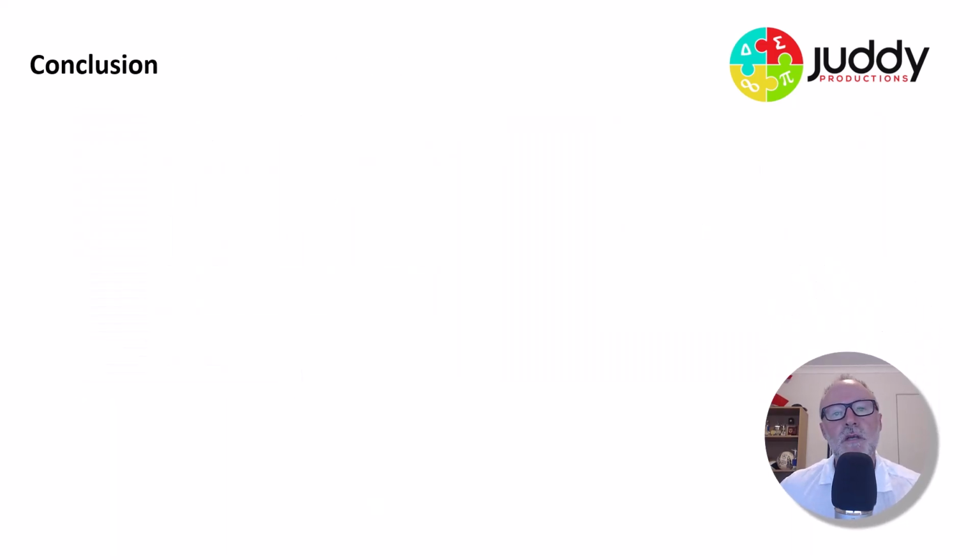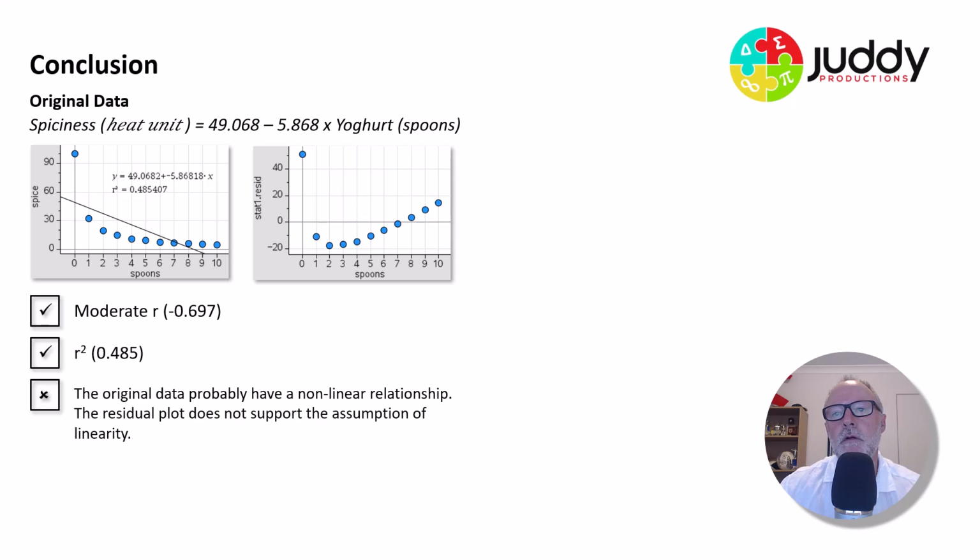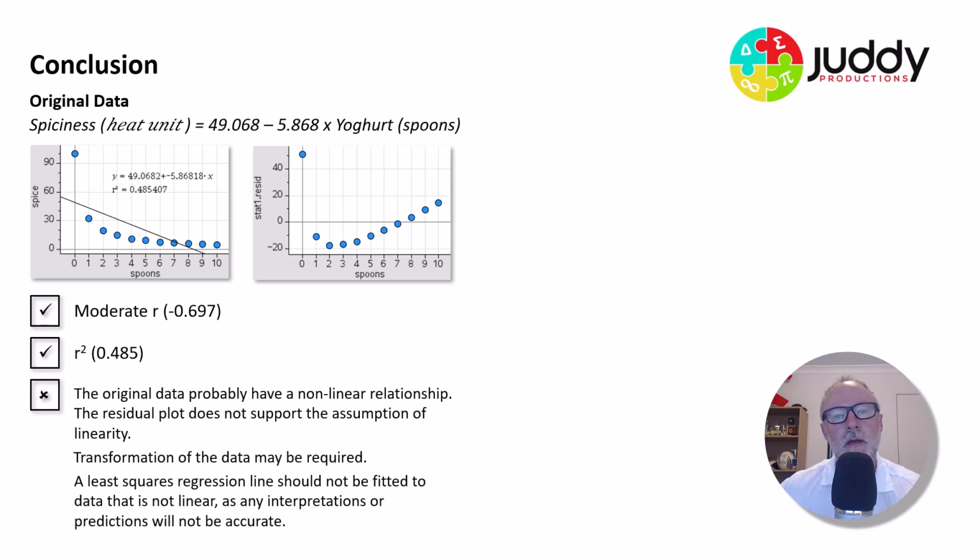Finally, let's make a conclusion comparing our original data to our newly transformed data. So here's our original data with our linear regression equation and our scatter plot and our residual plot. The original data had a moderate R value of -0.697. Its R squared value was 0.485. We can conclude that the original data probably have a non-linear relationship. The residual plot does not support the assumption of linearity. Transformation of the data may be required. And it's worth noting, a least squares regression line should not be fitted to data that is not linear, as any interpretations or predictions will not be accurate.